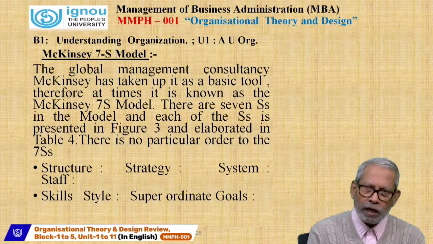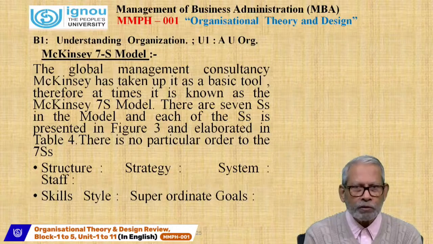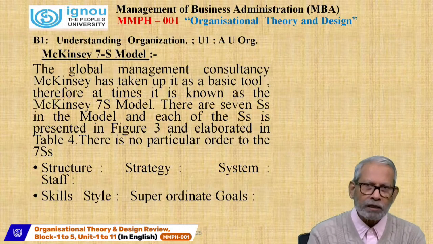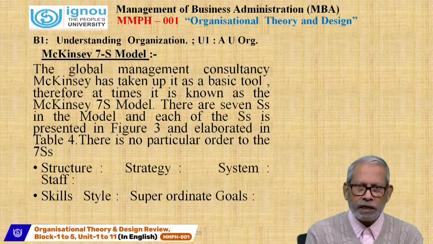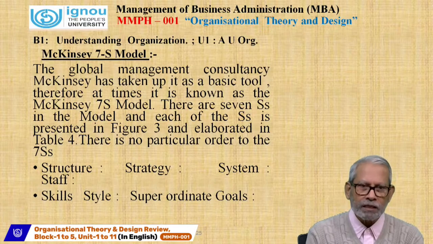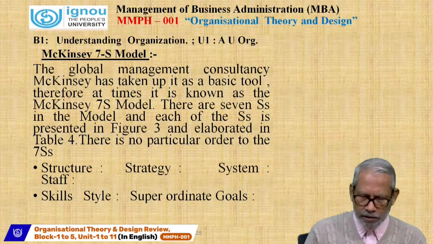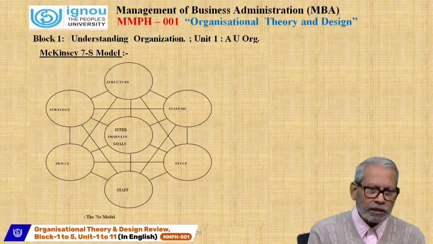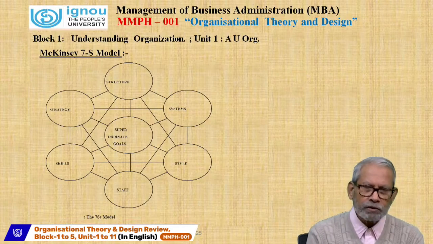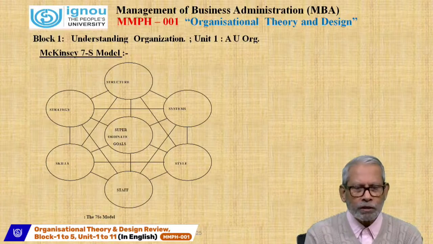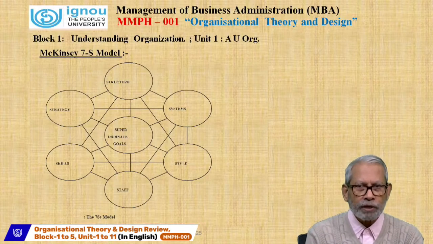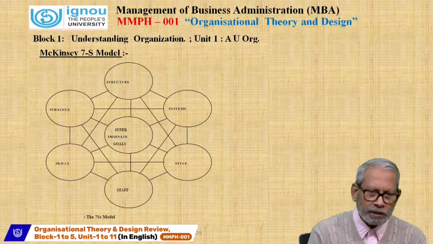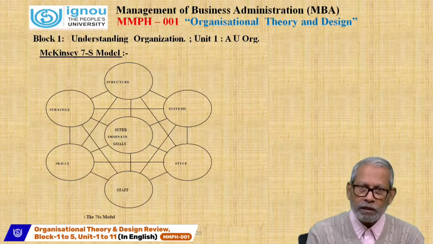So there is no starting point, no finishing point. Everything is integrated. The structure, strategy, systems, staff, skill, style, and your superordinate goals are all integrated. You can see the diagram. Yes, the diagram is here. So that is the 7S model diagram. Here you see there is no starting point. All the units are as if starting points, in an integrated way. So that is a very unique model, McKinsey 7S.